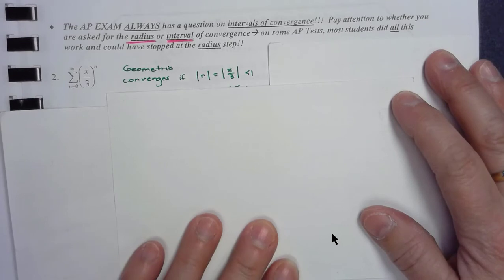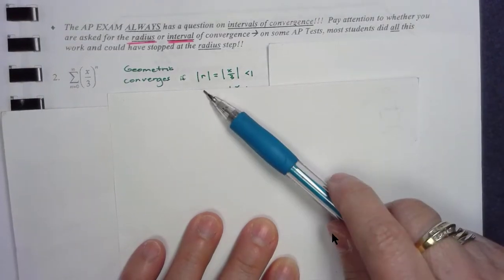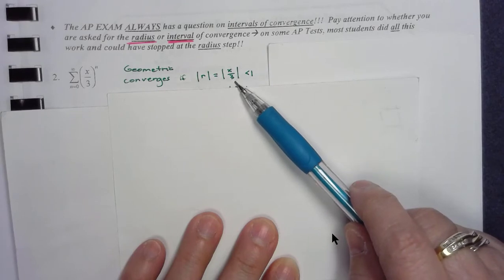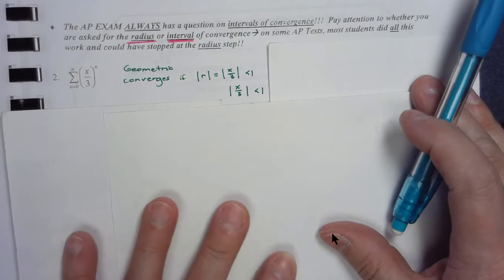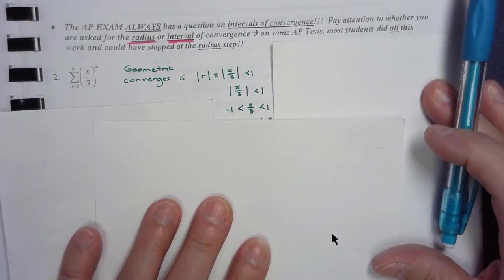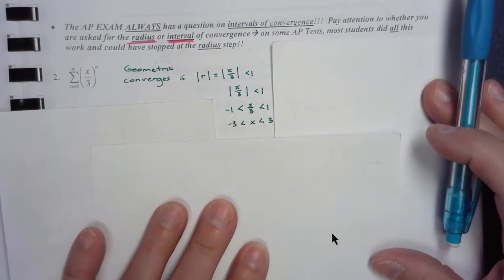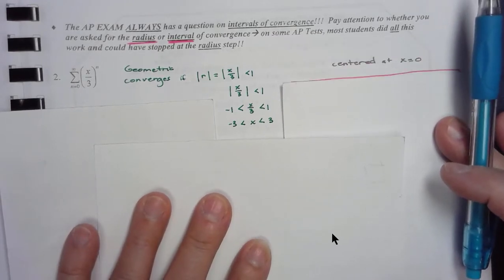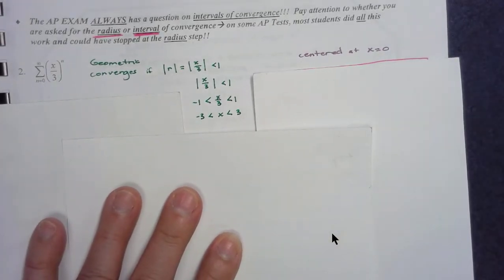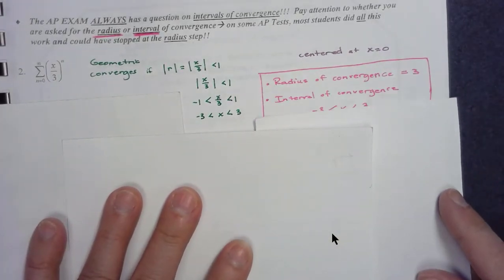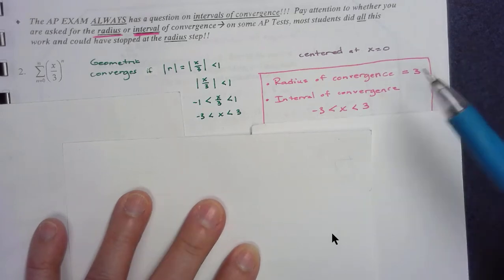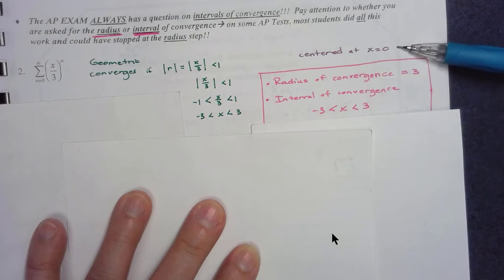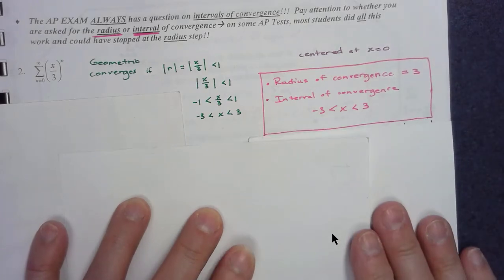We have a geometric series, and this is going to converge if the ratio, absolute value of x over 3, is less than 1. Well, we know that that is less than 1 when x over 3 is greater than -1 and less than 1. So when x is between -3 and 3. So we are centered at 0 because there is no x minus c. The radius of convergence is 3. The interval of convergence in this problem, because we're centered at 0, is -3 to 3.